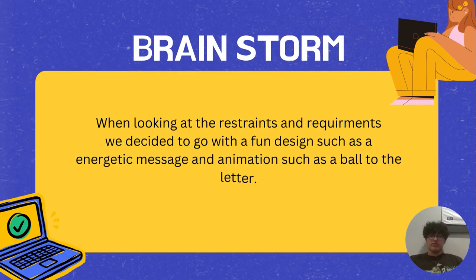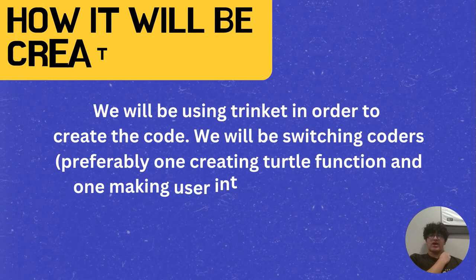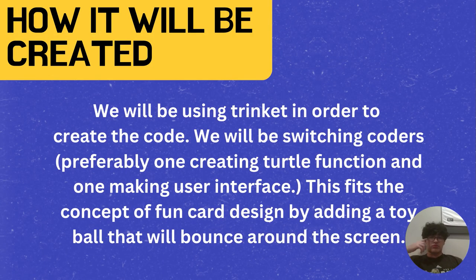Here's our brainstorm. Basically, we just thought of ideas, and we decided we wanted to create a fun design using an energetic message and an animation such as a letter, with a ball that would bounce around the letter. Here's how we will be creating it. Basically, we will just be using Trinket for our code. Specifically, we will be using Python Turtle, and we will be switching coders for different parts of the code.